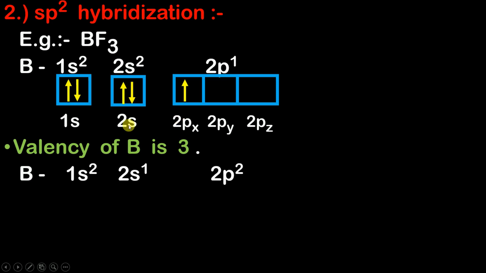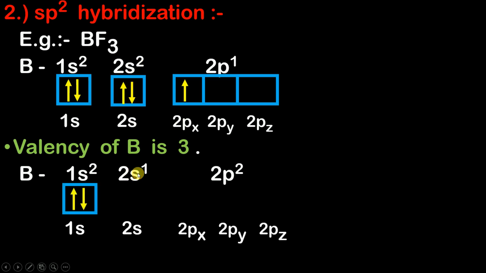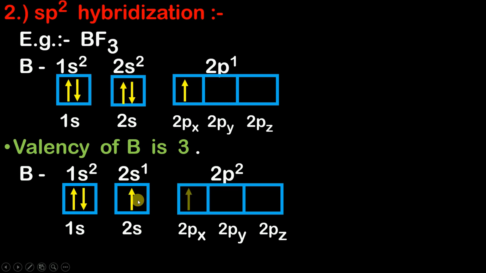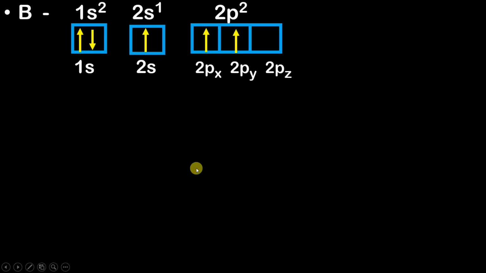So the new electronic configuration becomes 1s2 as it is. 2s2 will now change to 2s1 because, as you can see, there is now only one electron present, and the second electron will go to 2py, and 2p1 now changes to 2p2 because it has now gained one extra electron. I hope this was easy. Now, let me consider this on another slide.